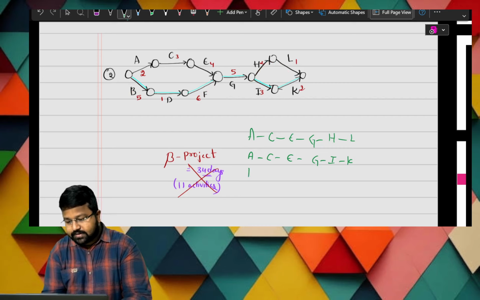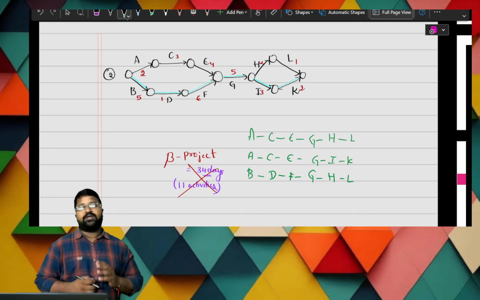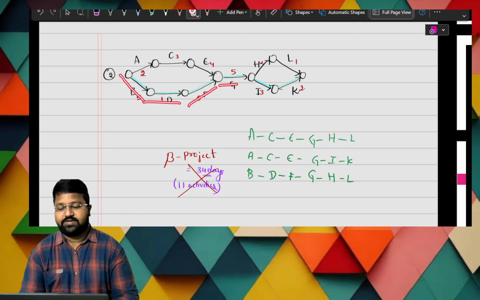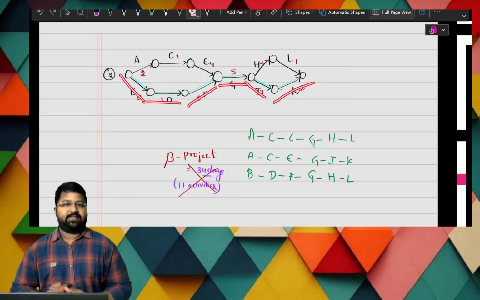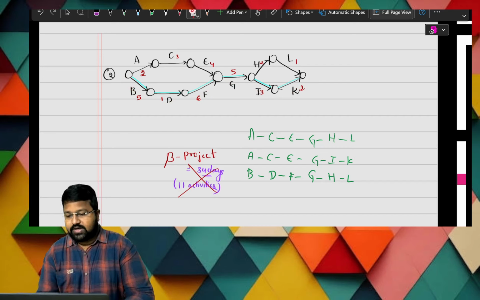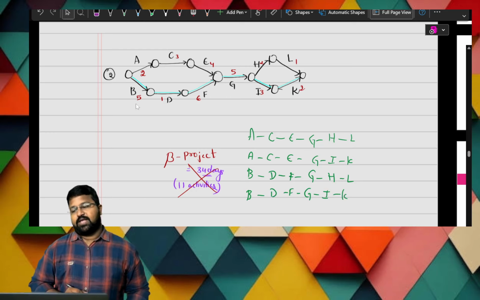The third path is B, D, F, G, H, L. Similarly, we have the fourth path also. Sir, what is the fourth path? The fourth path is from here: B, D, F, G, I, and K. The same way we did for the second path, we are going with the fourth path. So let us write down the fourth path also: B, D, F, G, I, and K. So these are the four paths we have.